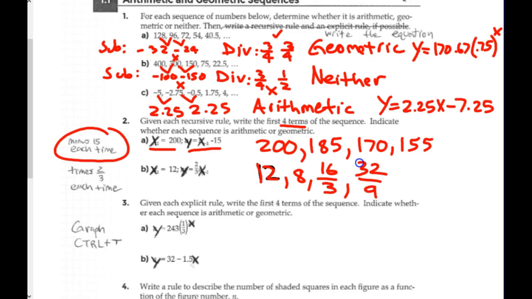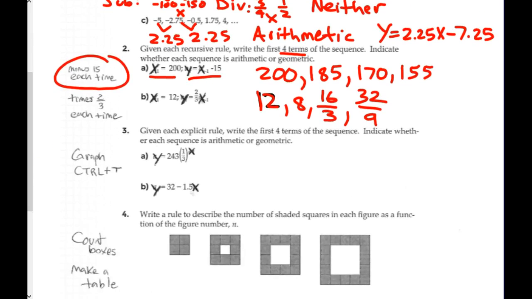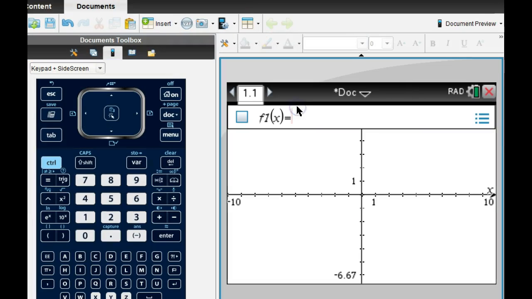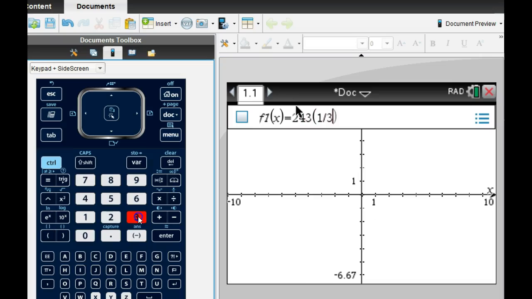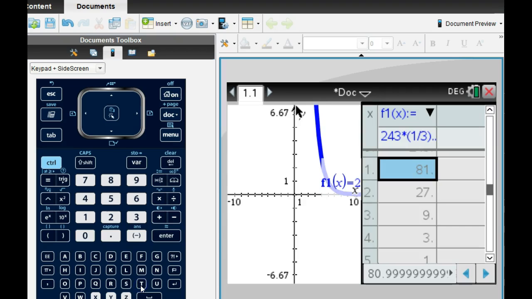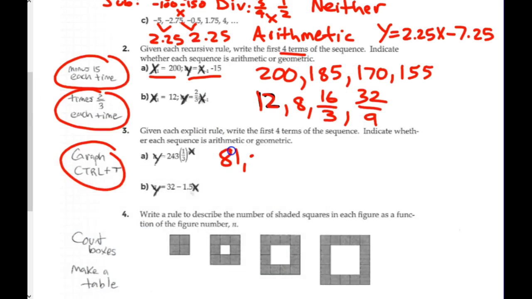Doesn't matter. Down here, if they just give you an equation, then you know you can graph and hit Control T. Oh, and this was for B. But number 3, you can graph and hit Control T on these. So let's do that. 243 times 1/3 to the x. Graph it, Control T, table it. There's my first 4 terms, 81, 27, 9, 3. Easy. If you have an equation, just graph it and use Control T to get the table.